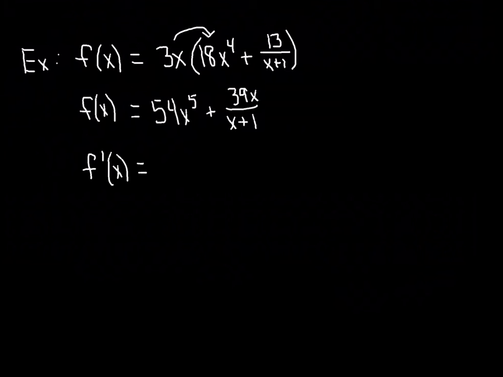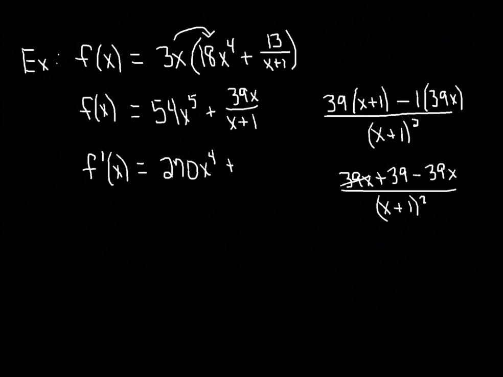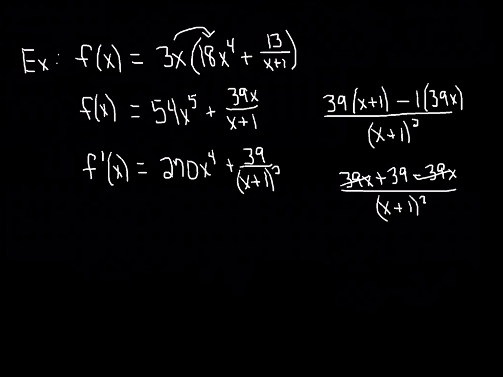Now, to find the derivative of this, you're going to use the sum rule, power rule, quotient rule. So 54 times 5 is 270x to the 4th plus, and you got to use the quotient rule. So derivative of the top is 39 times the denominator, x plus 1, minus derivative of the bottom times the numerator, all over the denominator squared. Now, this will simplify to give you just 39 over x plus 1 quantity squared. And so here is a combination of some of the rules.